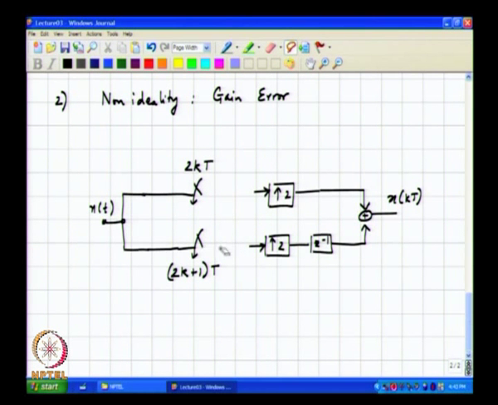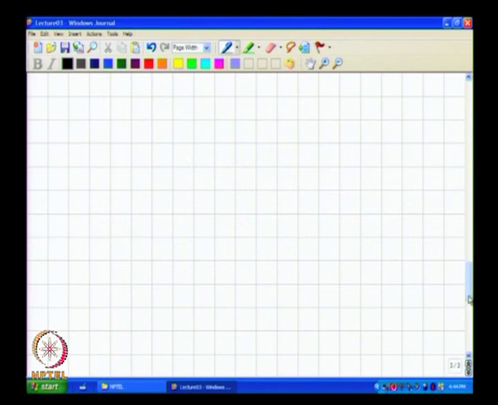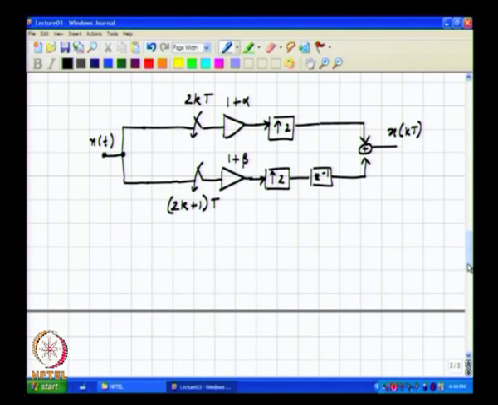In other words, the nominal gain is 1 plus alpha and the nominal gain is 1 plus beta in the lower channel. Ideally, alpha equal to beta equal to 0, both are very, very small numbers. In practice, alpha will not be equal to beta, again because of random mismatch between both the channels. Before we get into the math, let us try and understand intuitively what we should expect. What do you think will happen? If alpha was equal to beta, what do you think will happen?